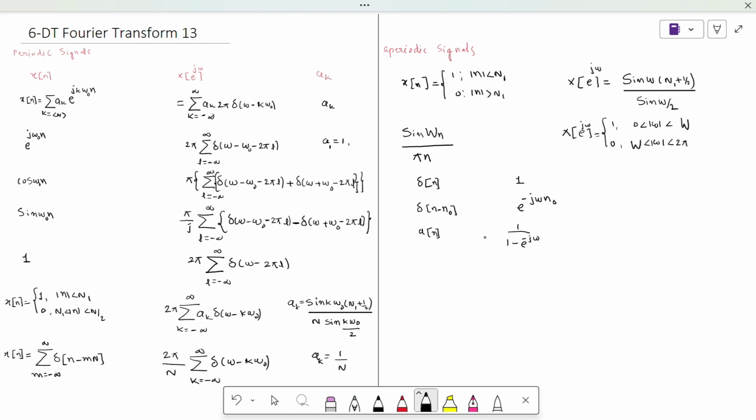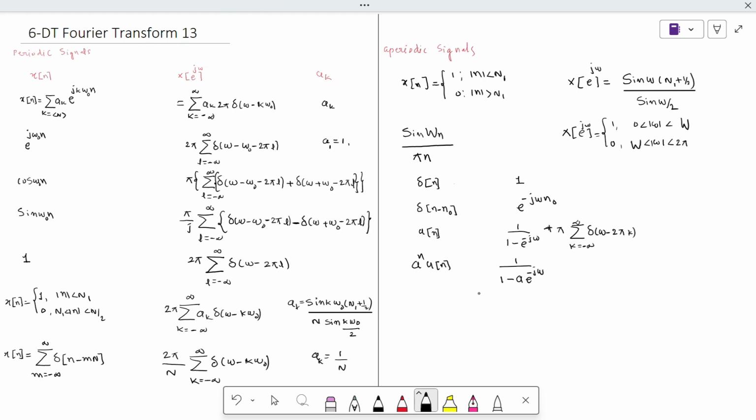Then, by the accumulation property, X of e power j omega by 1 minus e power minus j omega plus pi into X of e power j 0 times the impulse delta of omega minus 2 pi k, k from minus infinity to plus infinity. Similarly, for a to the power of n u of n, we will get 1 by 1 minus a e power minus j omega.